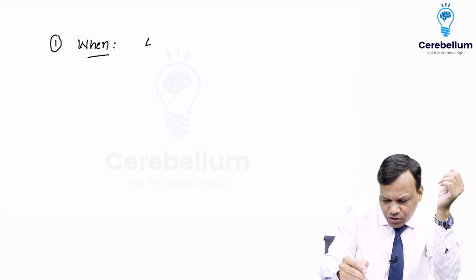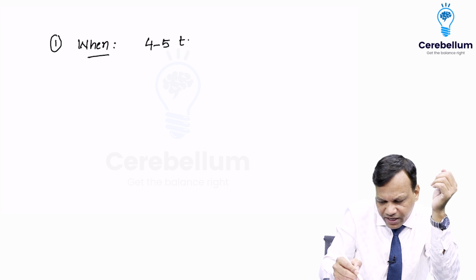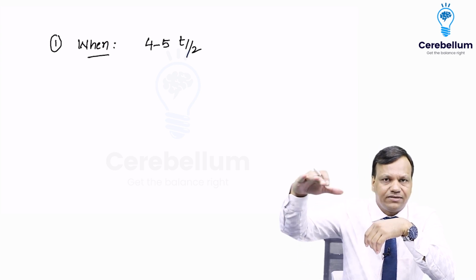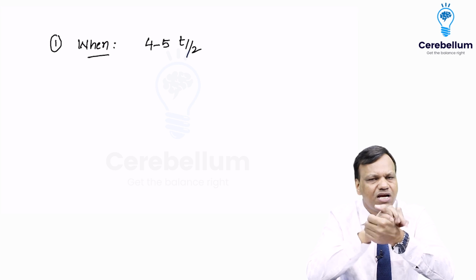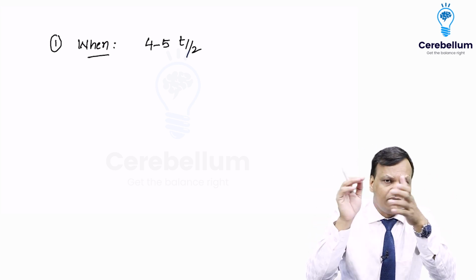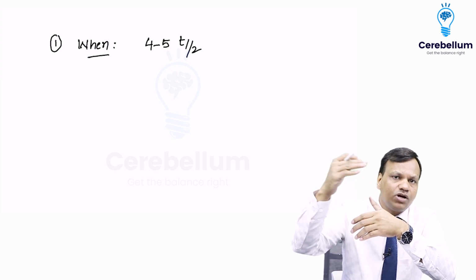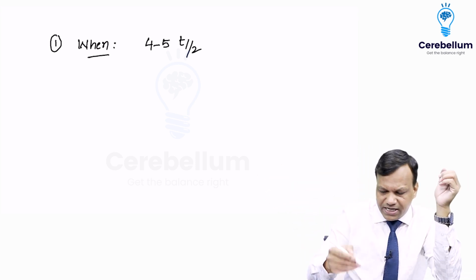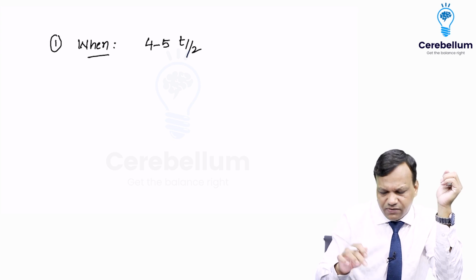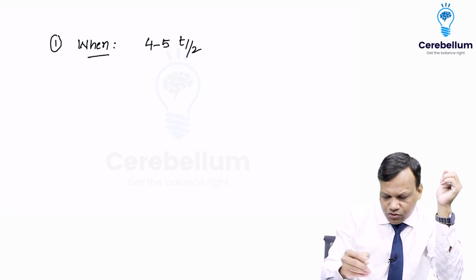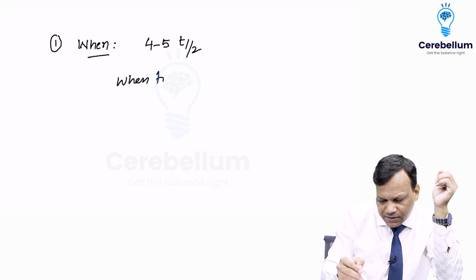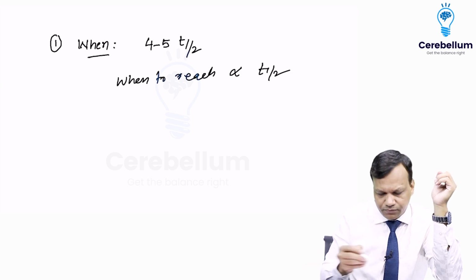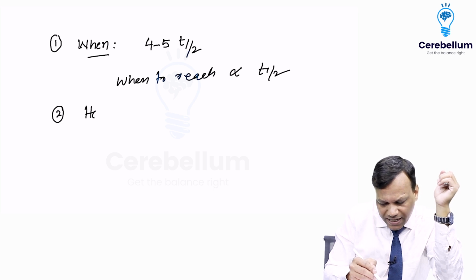Remember, this is achieved usually between 4 to 5 half-lives. 4 to 5 half-lives are taken to become steady. Okay? So if the half-life of a drug is 2 hours, it will become steady in around 10 hours. But if the half-life of a drug is 5 hours, it will take around 25 hours, around 1 day. If the half-life of a drug is 24 hours, it will take 5 days. So steady state plasma concentration will be achieved in 4 to 5 half-lives. So when to reach steady state is dependent upon the half-life of a drug. Okay. Now the second question is, how much steady state will be achieved?